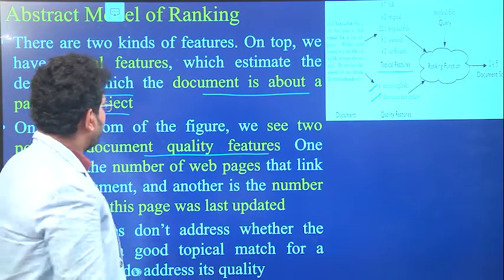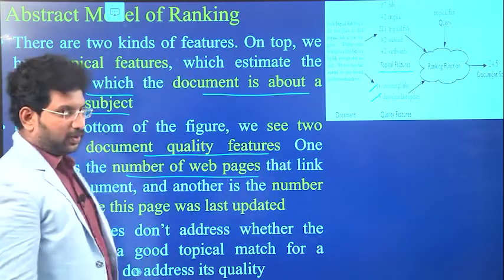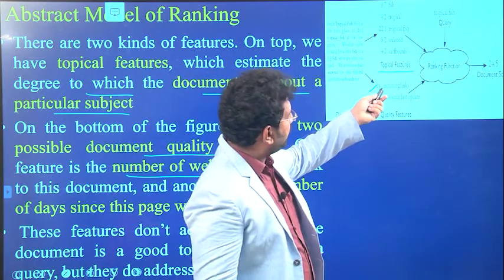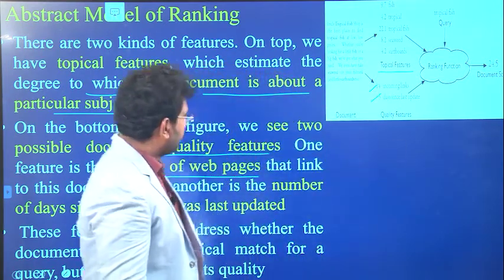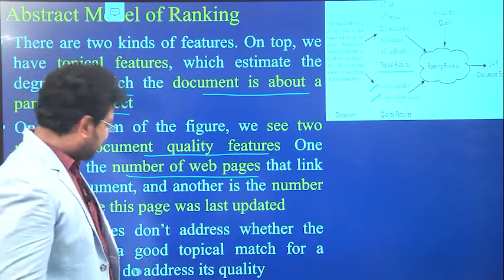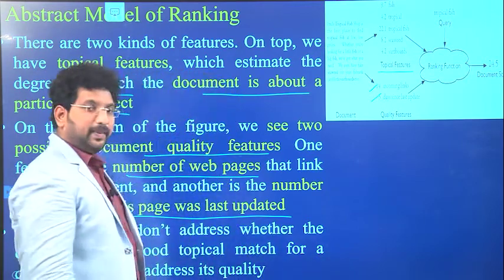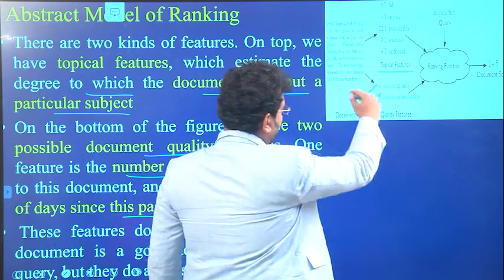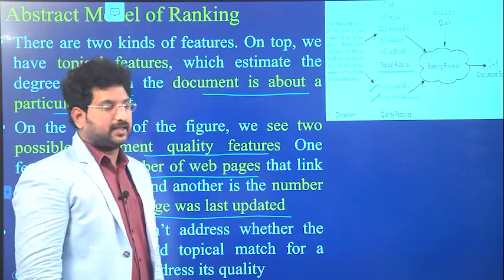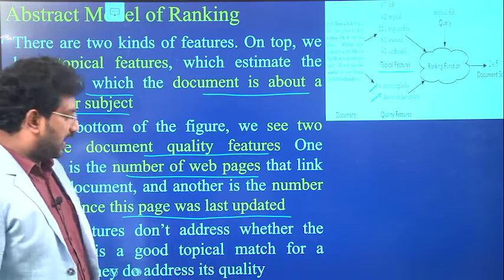One feature is the number of web pages that link to this document. How many web pages link to this document is indicated by the incoming links. The other is the number of days since this page was last updated, that is, how many days back the page was updated, indicated by days since last update.